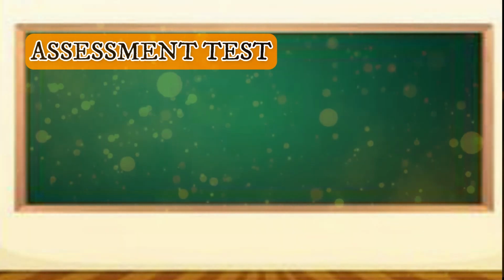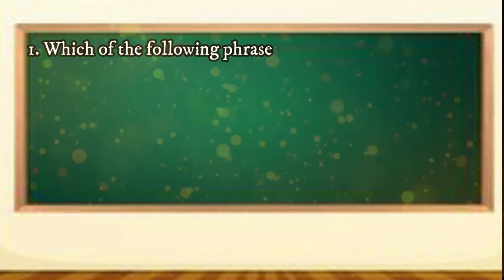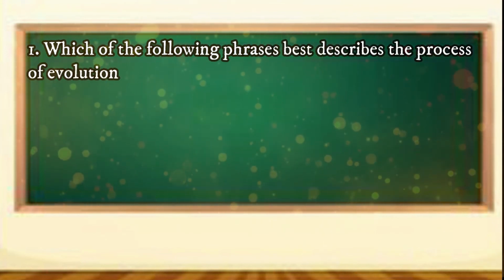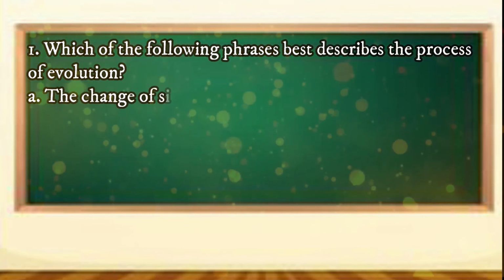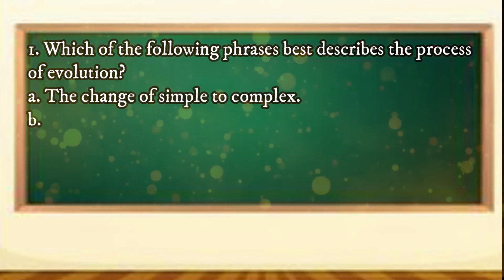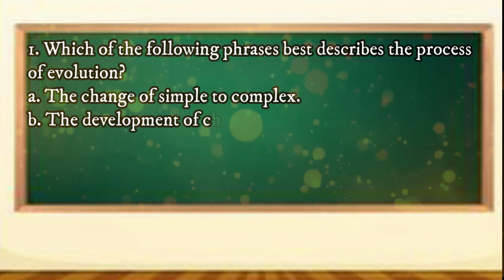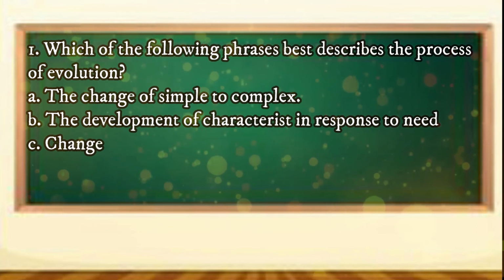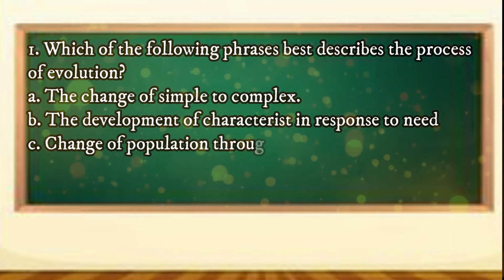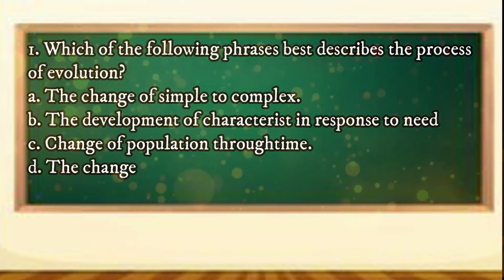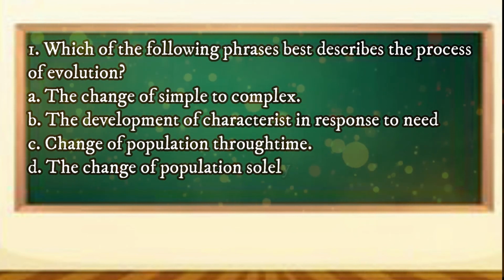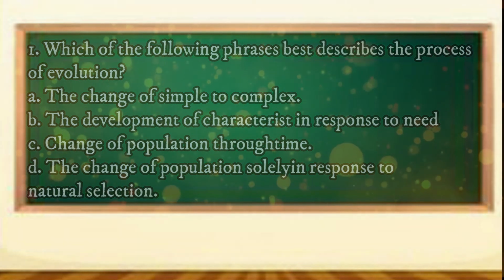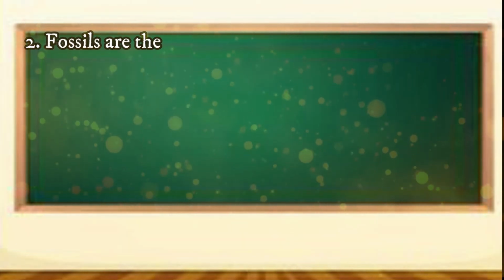Number 1. Which of the following phrases best describes the process of evolution? Letter A. The change of simple to complex organisms. Letter B. The development of characteristics in response to the need. Letter C. Change of population through time. Letter D. The change of population solely in response to natural selection. Let us proceed to number 2.